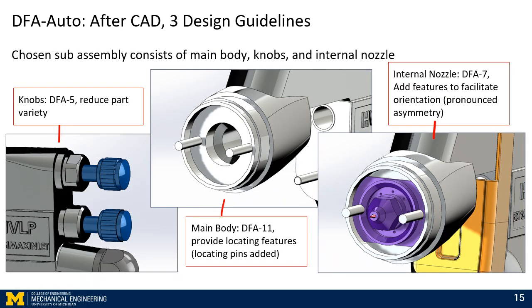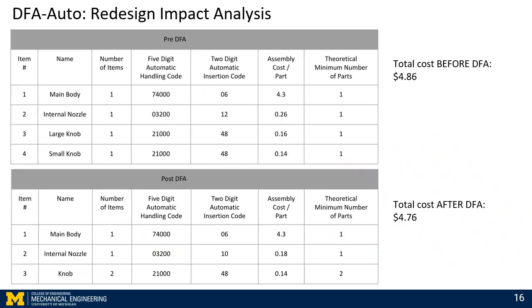When it came to the knobs, we made them the same to reduce overall part variety. For the main body, we added pins that could be used as locating pins, in order to provide more locating features. And for the internal nozzle, we added features in order to facilitate orientation. After redesign for auto assembly, the total cost was reduced by 10 cents from $4.86 to $4.76.